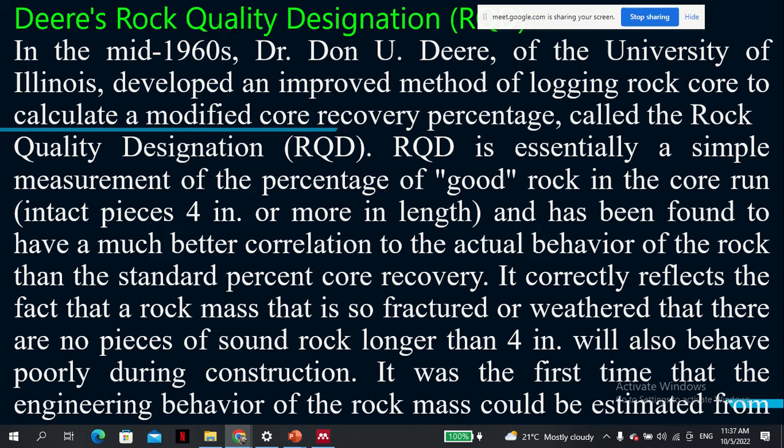In the mid-1960s, Dr. Don U. Deere of the University of Illinois developed and improved a method of logging rock core to calculate modified core recovery percentage called the rock quality designation. RQD is an essentially simple measurement of the percentage of good rock in core, counting intact pieces of 4 inches or more in length, and has been found to have a much better correlation to actual behavior of rock than the standard percent rock core recovery.